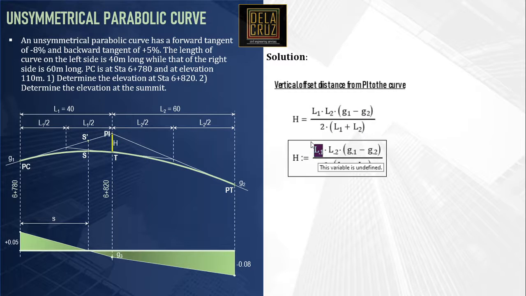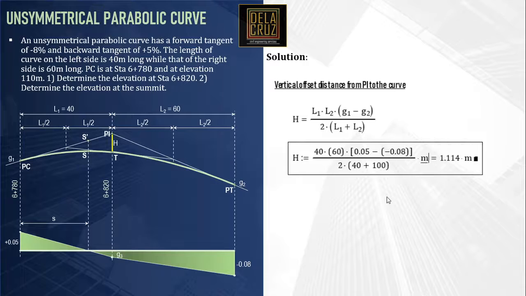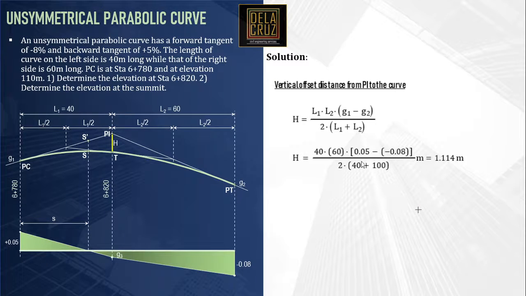L1 is 40. L2 is 60. G1 is 0.05. G2 is negative, no? That is negative 0.08. L1 is 40, L2 is 100. The unit for this is in meters. Then H is 1.114 meters.